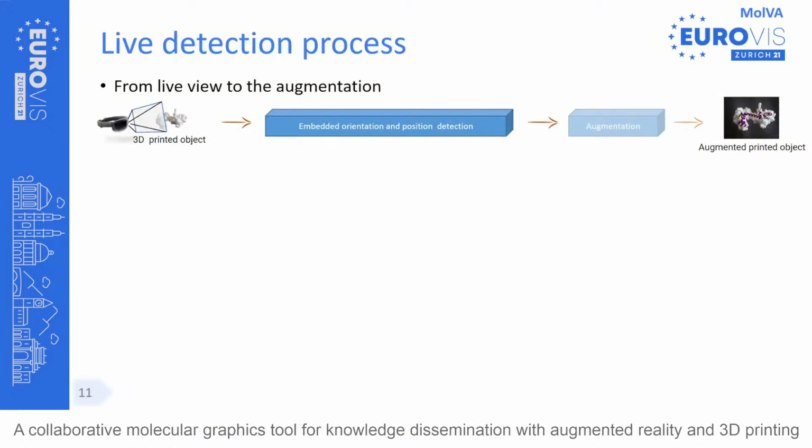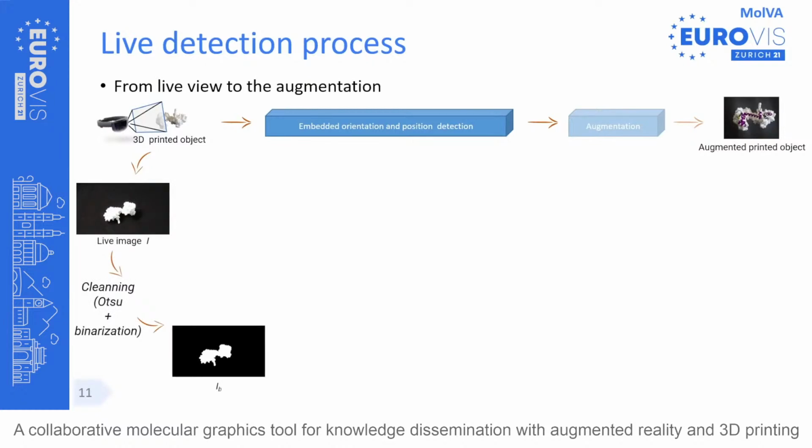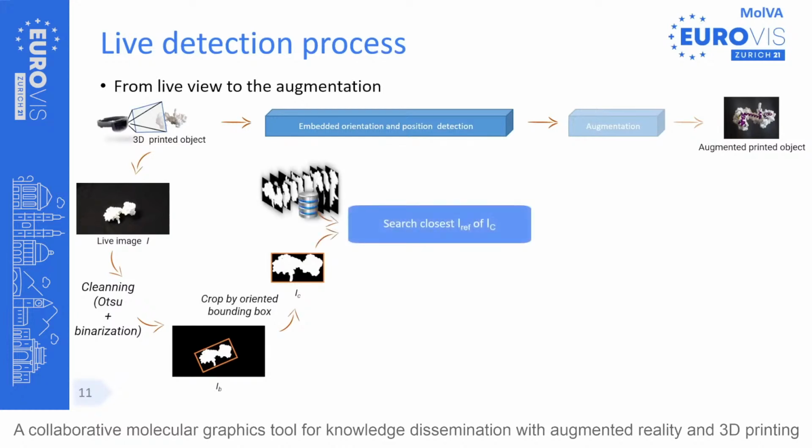The live detection process consists of finding the closest reference position and orientation corresponding to the live capture. To separate the object from the background, the live capture is cleaned with an auto-adaptive thresholding and binarization. Then, we crop the result by the orienting bounding box. In the next step, we search in the database for the closest reference image to the cropped image.